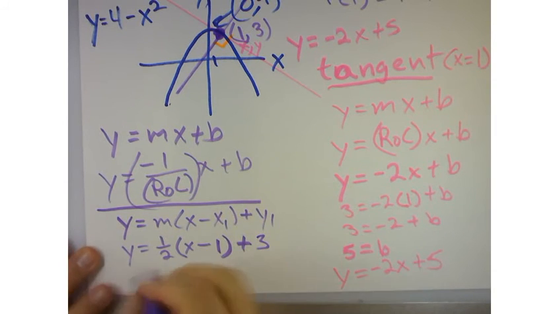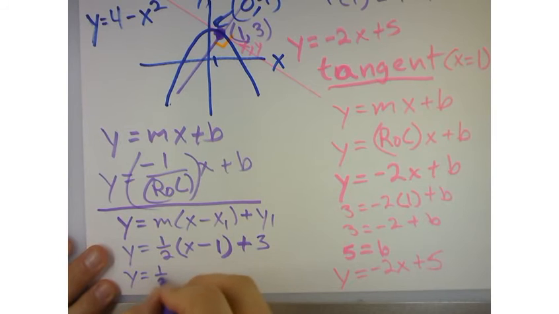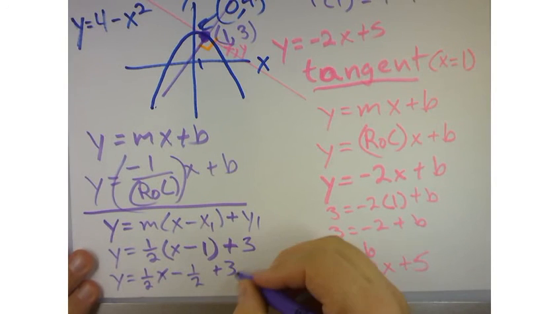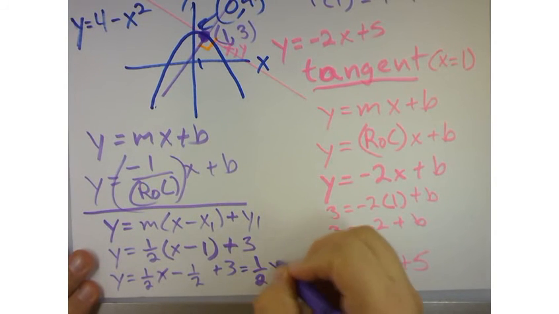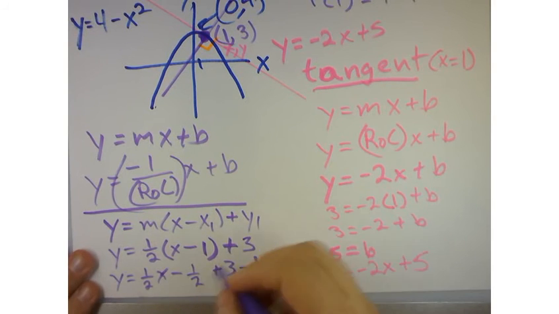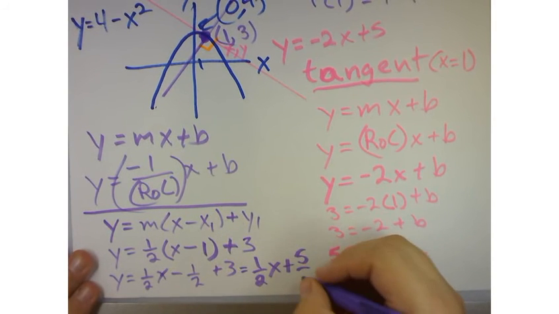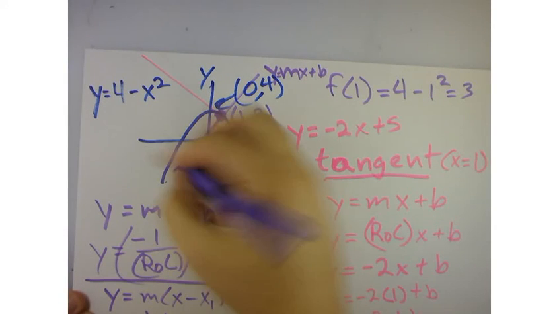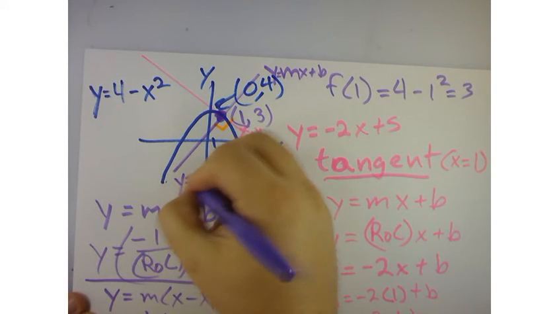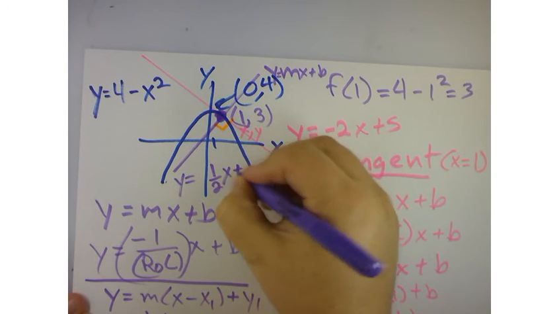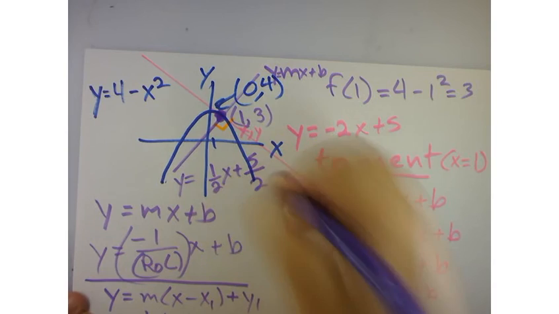So now when I push this through, I get 1/2 x minus 1/2 plus 3. Or 1/2 x plus 5/2, right? Because it's 2 halves, or 2 and 1/2, right? Which is 5/2. So what did I find? I found that this equation is y equals 1/2 x plus 5/2.